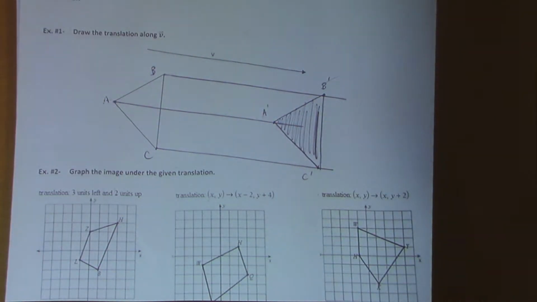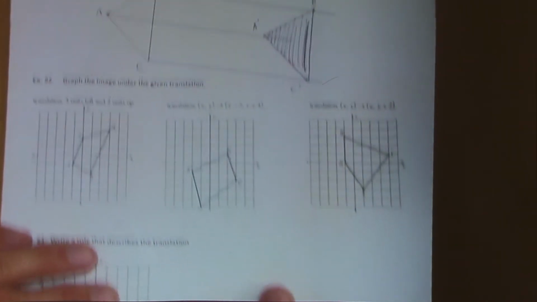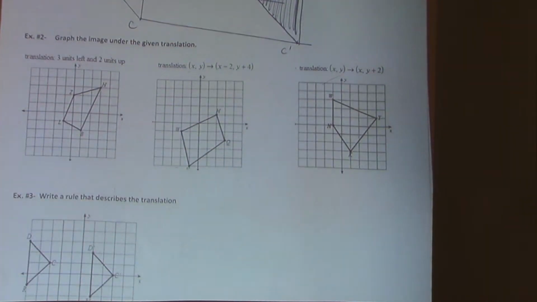All right, the other way we're going to look at translating objects is through some rules. And as long as you feel comfortable with counting up, down, left, and right, this is a slick, easy little task. On the next problem set here, the directions say graph the image under the given translation.